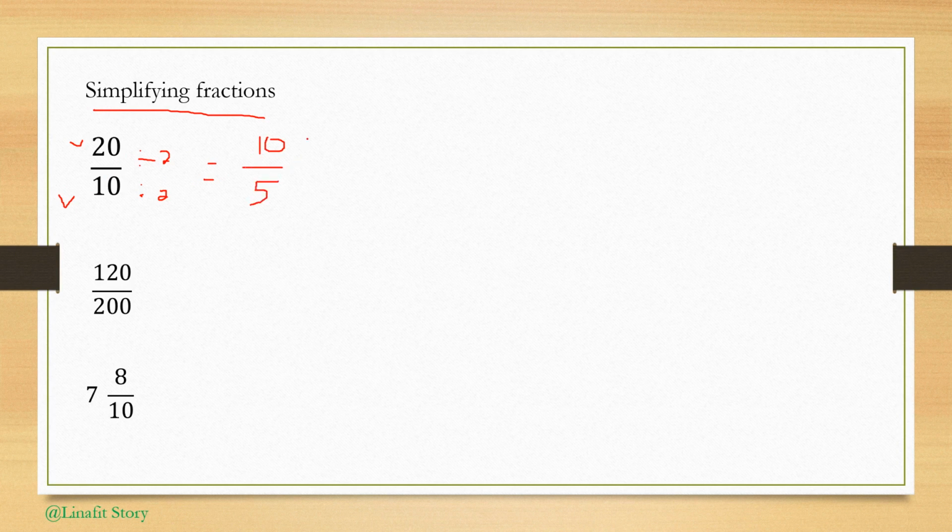And then you divide it again. You divide both by 5. 10 divided by 5 equals 2. 5 divided by 5 equals 1. So 2 out of 1 equals 2.